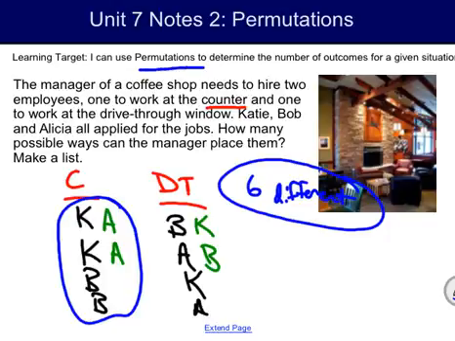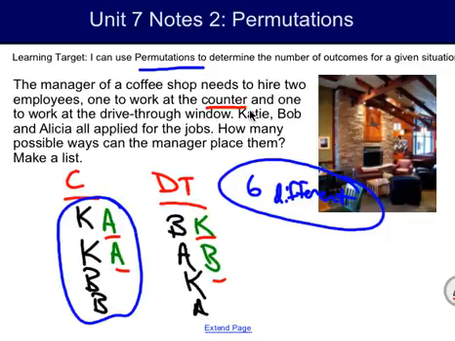Now, I can use permutations to determine the number of outcomes for a given situation. The different orders and the different combinations is what makes this interesting. Alright, so we're going to call these permutations when the order matters. Meaning, you can't just hire 2 employees. You got to give them a title, and that title is either the counter or the drive-thru. So that's why it's important. If you look at Alicia here, there's actually 2 combinations for her getting hired. They are either Katie or Bob.